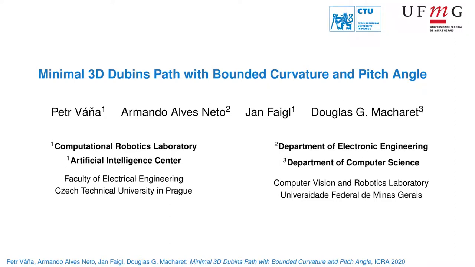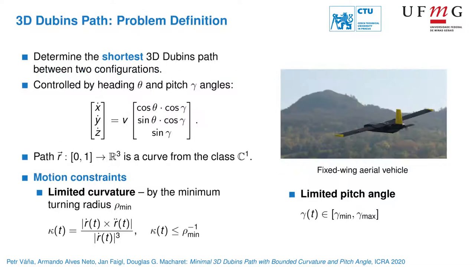Hello, I'm Petr Váňa from Czech Technical University in Prague, and I would like to introduce our new approach to finding a 3D Dubins path. The problem of finding the shortest path in 3D is motivated by fixed-wing aerial vehicles, which have a limited turning radius and pitch angle. Therefore, we need to find a continuous curve that meets both constraints.